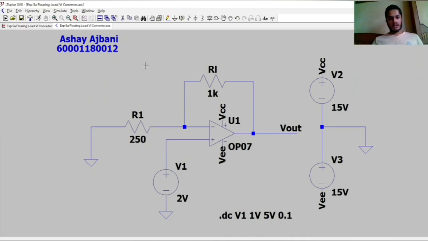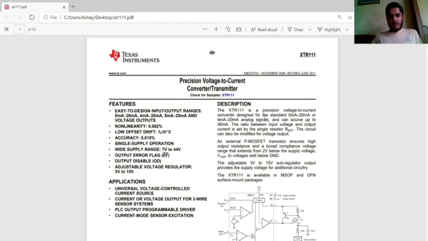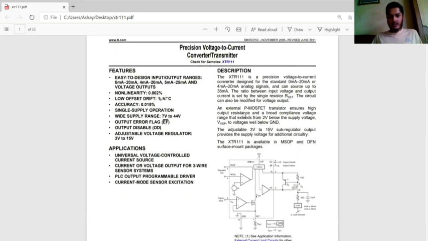So to implement such a V2I converter practically for our applications, we use specialized ICs like XTR111, which give us very faithful outputs. So let's see the functional diagram of XTR111 and see how such a V2I converter can be implemented. This is the data sheet of the XTR111 IC, which is a precision voltage to current converter, and this is the functional diagram of XTR111.